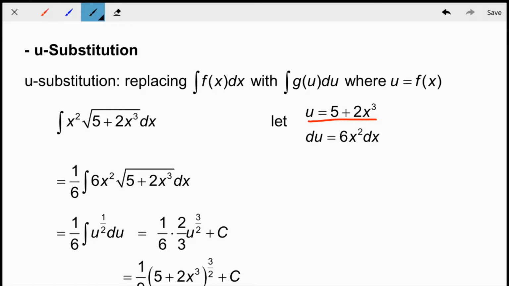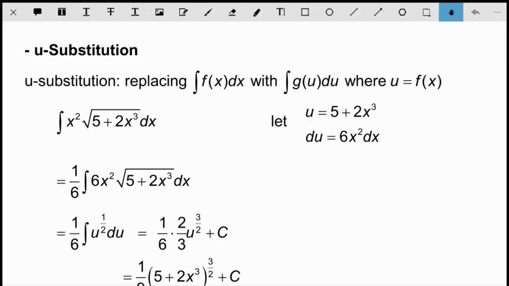And then we're going to find an expression called du. And really what I'm doing here is if I take the derivative of u with respect to x, I get 6x squared. And then I can multiply the dx over to the other side, and that's where the du comes from. Okay, so the reason we're doing that is because we want to rewrite this integral that looks really hard to integrate, hard to find the antiderivative of.